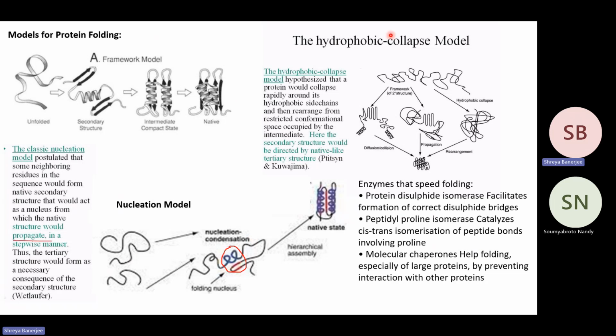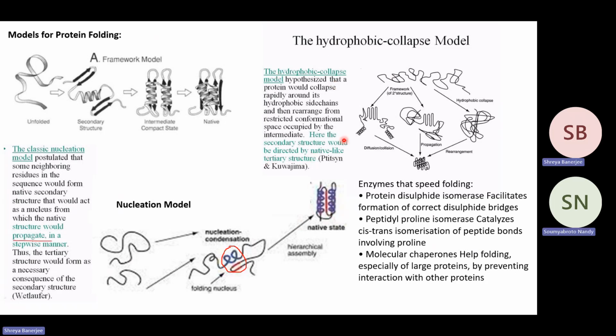You can have another thing called the hydrophobic collapse model, which is saying that the protein will rapidly collapse around the hydrophobic side chain. So you have a protein here, it is just collapsing. So the nucleation model is saying that first secondary structure is forming, and then around the secondary structure, the different tertiary structures are formed.